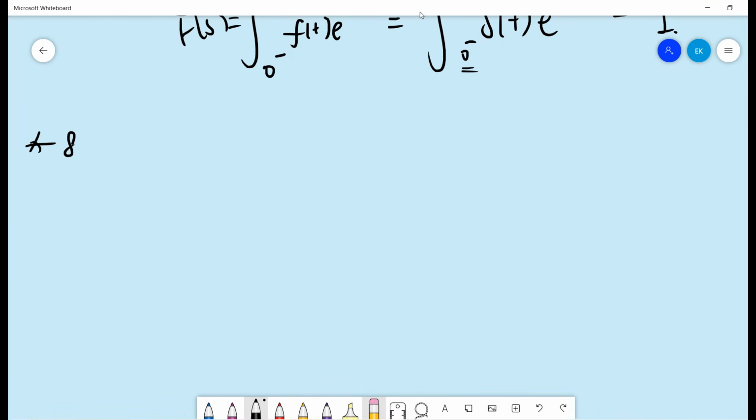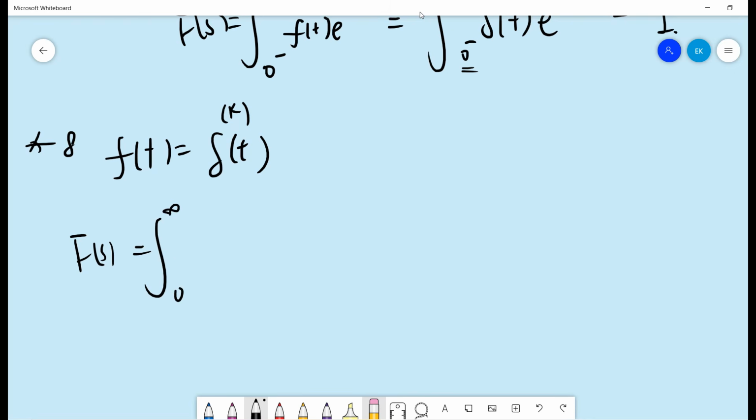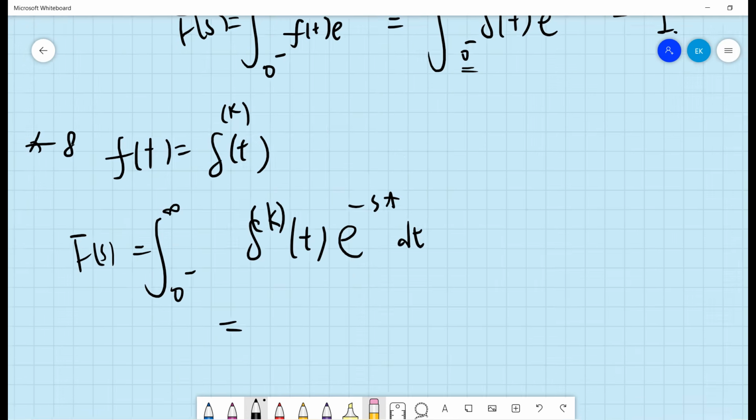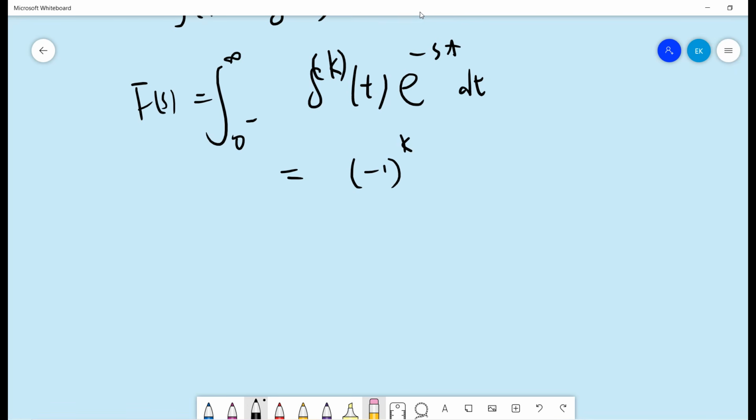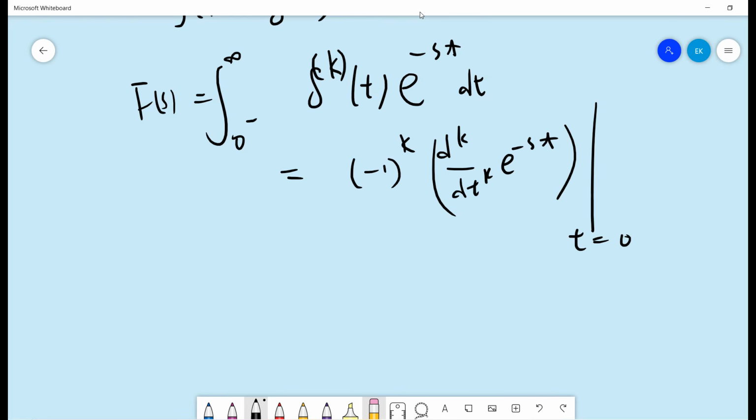Okay, and number 8, we compute f of t to be the k-th derivative of delta t. Okay, so f of s is just the integral from 0 minus to infinity of delta k of t times exponential minus s t dt, right? So, and then we do the integration by parts, we get minus 1 to the power k, d^k over dt^k of exponential minus s t, and put t equal to 0. Okay, so this gives us s to the k times exponential minus s t at t equal 0, which is s^k. Okay.